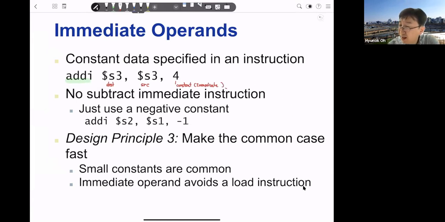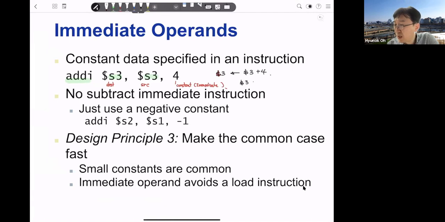So add I is... we didn't know about this notation, but anyway, just ignoring that, we will learn about it later. $3 is $3 plus 4. So what about this case?